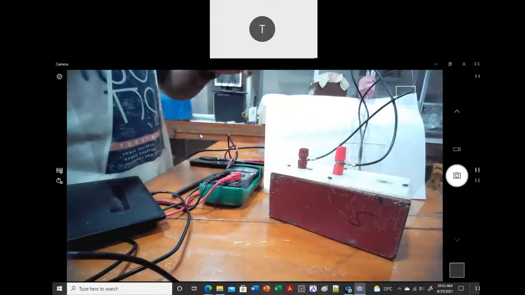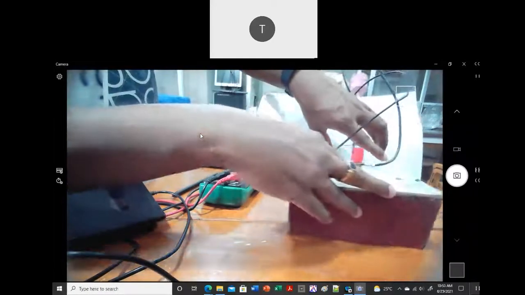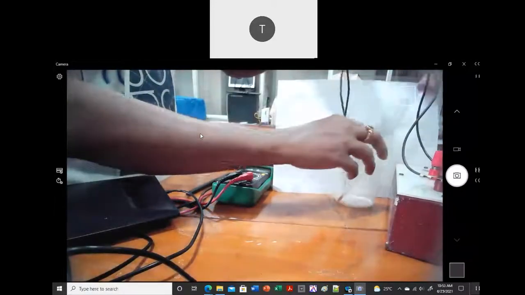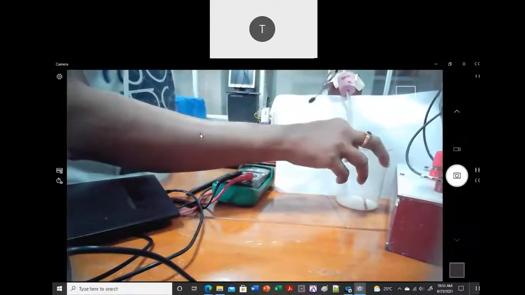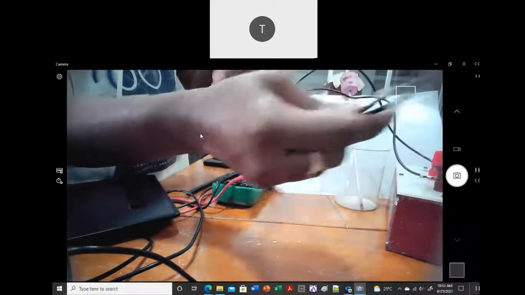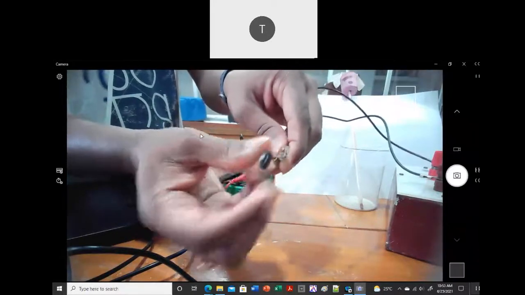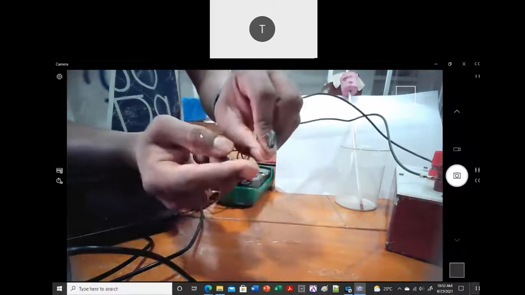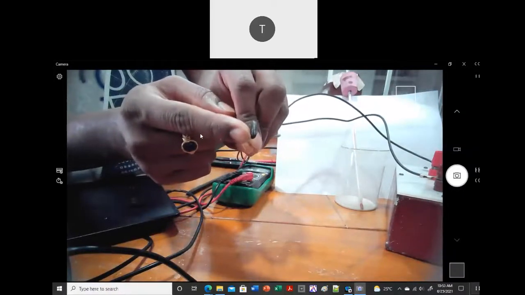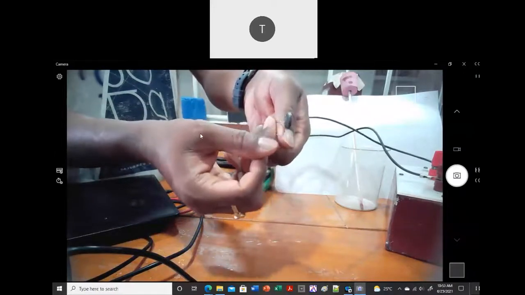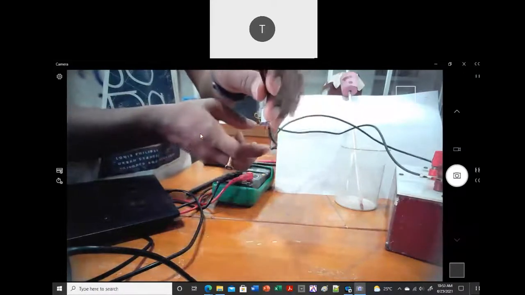Can you see this? This is your thermistor. A thermistor is nothing but a thermally sensitive resistor. Here it is actually germanium, and from one surface you give to the positive terminal, and the other surface you give to the negative terminal. So this connection is already made.